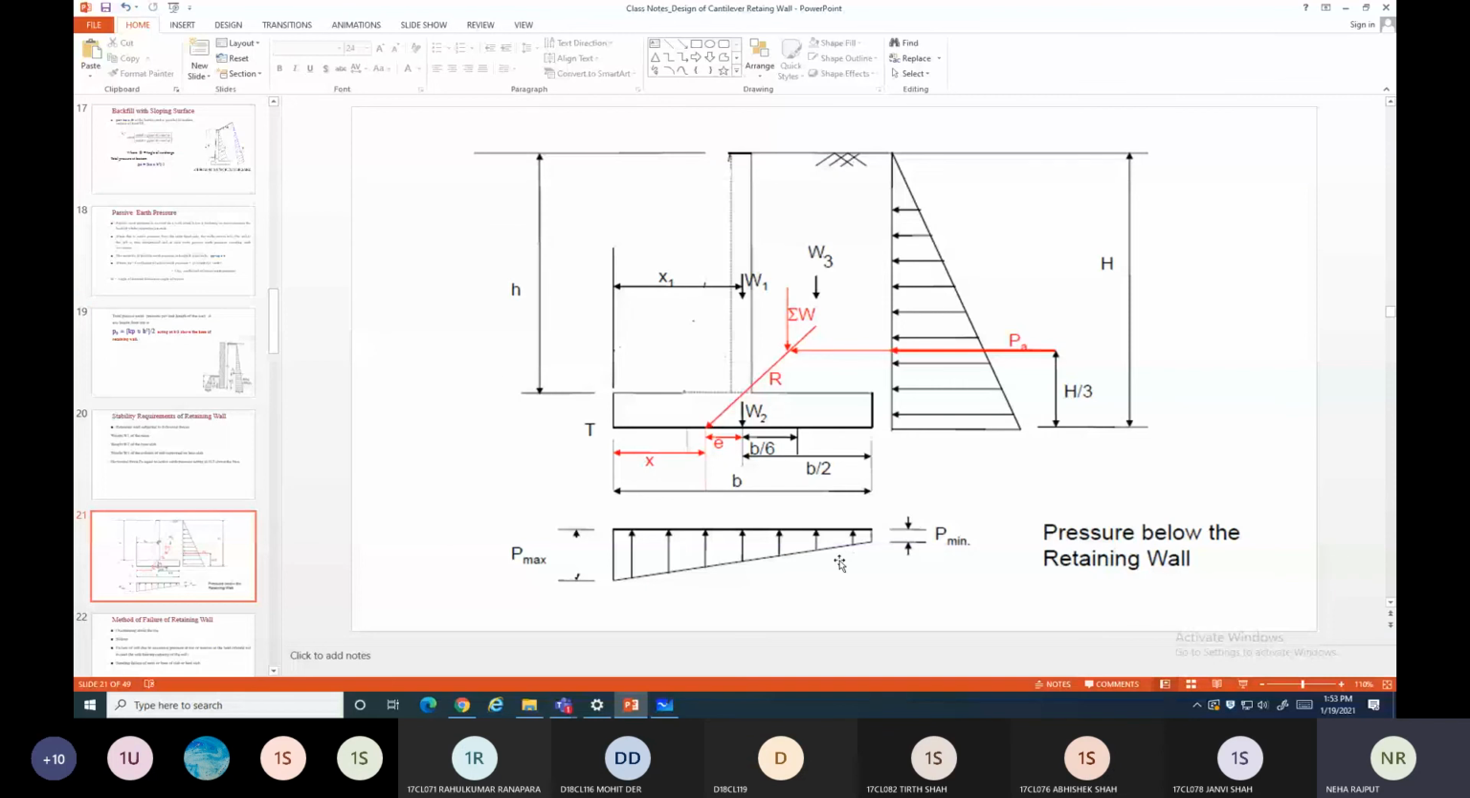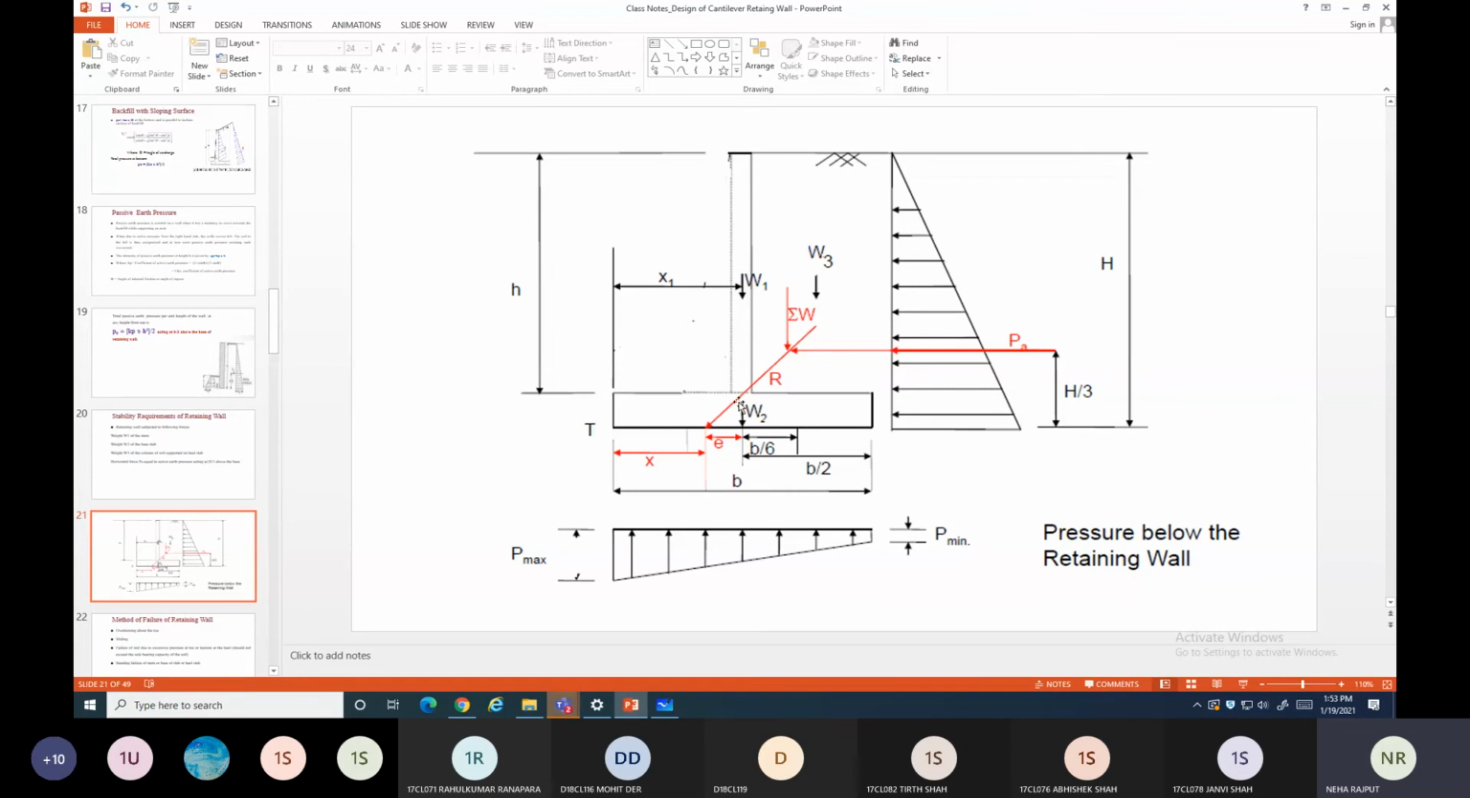So this is the diagram. This one is the W1, that is weight of stem part, W2 weight of the base slab, W3 weight of the earth or the weight of the soil mass. And then this is the active pressure PA at a distance of H/3, full height of retaining wall, that's why capital H. Capital H by 3 PA. Then this bottom term will be Ka into gamma into capital H. So total pressure will be 1/2 Ka gamma into capital H square.